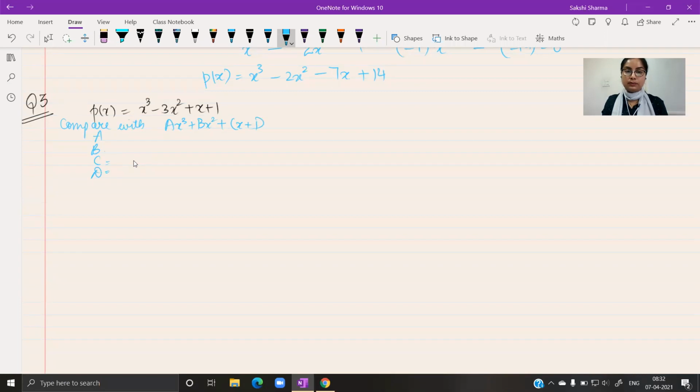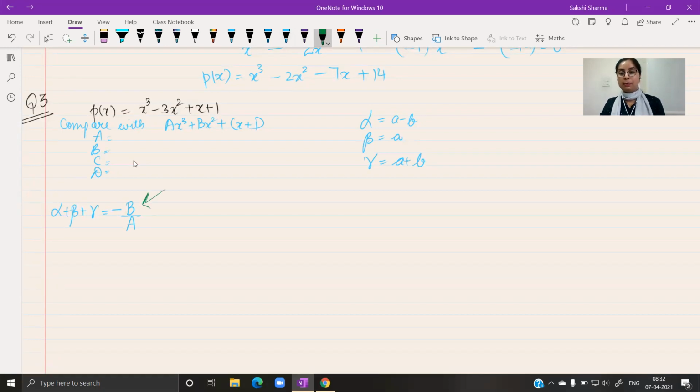Identify the coefficients. Along with this, I'm given alpha as a minus b, beta as a, and gamma as a plus b. So the first relation that I have is alpha plus beta plus gamma equals minus b over a.